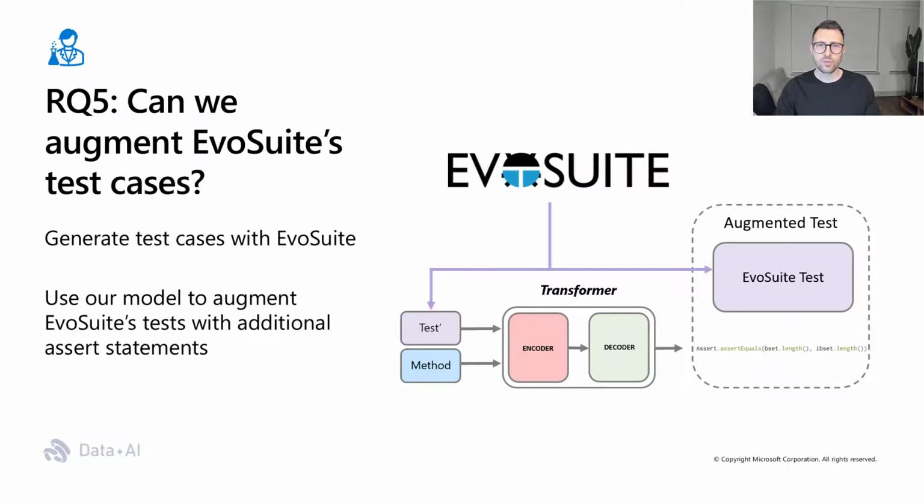Finally, in the last research question, we investigate whether we can use our model to augment EvoSuite generated test cases with additional assert statements. The basic idea is shown in this figure. We first ask EvoSuite to generate a test case for a method. Then we use this test case as input to our trained model along with the focal method. Our model will generate one or multiple assert statements, which are then added to the EvoSuite test case to obtain an augmented test case. The intuition here is to obtain a test case that performs additional checks on the results, behavior, or state of a program.